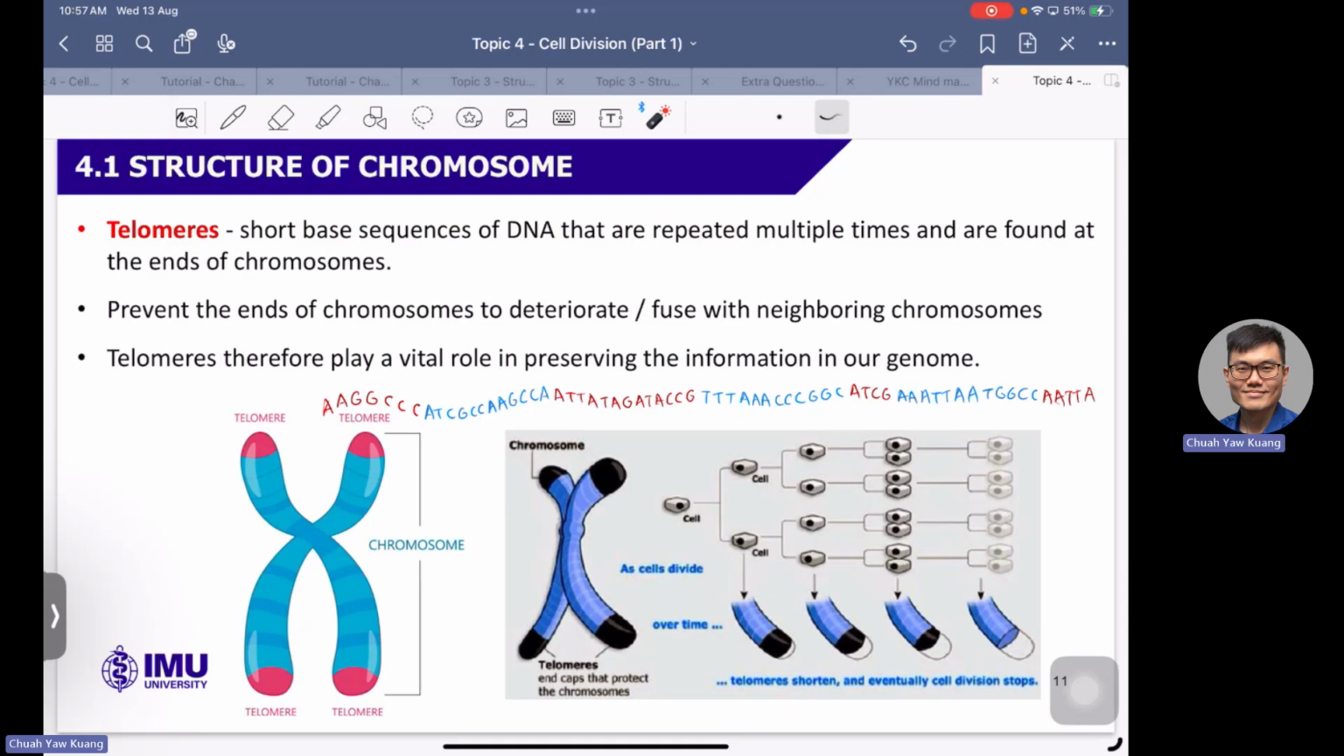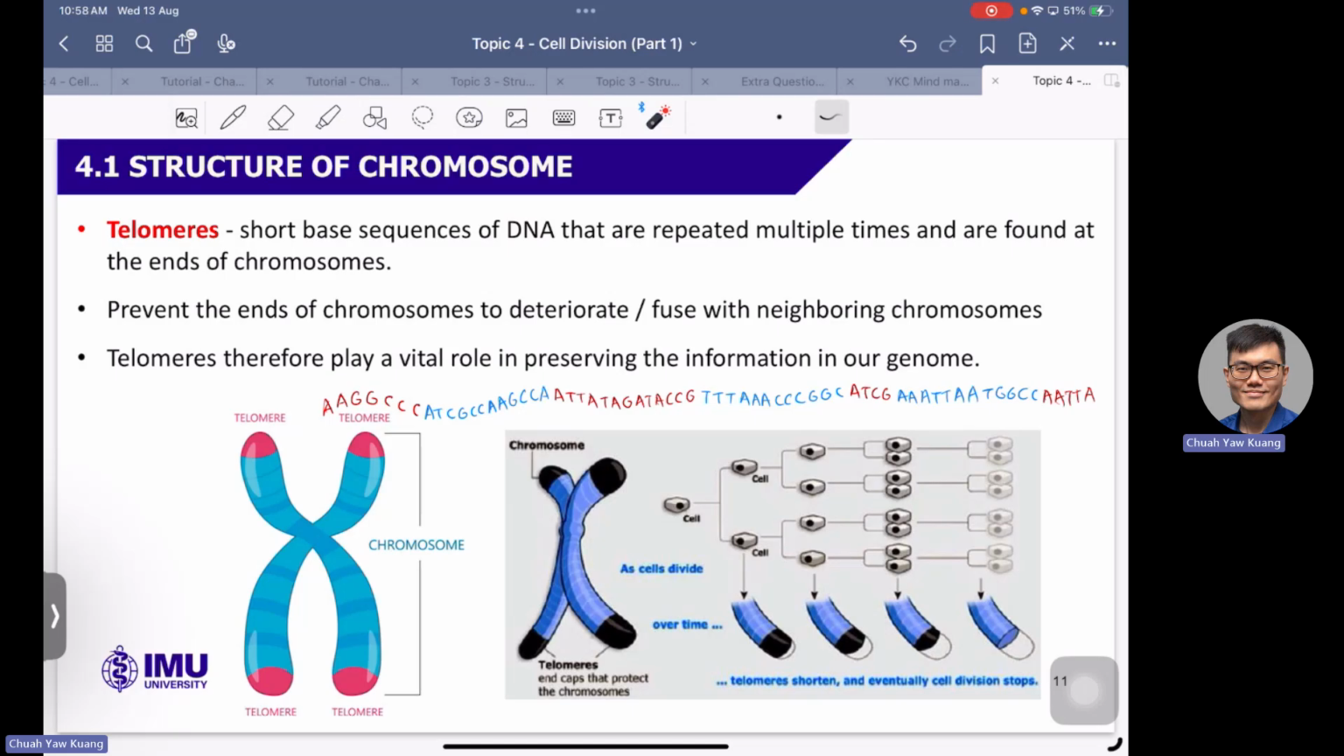A few sequences will not be copied because the polymerase is quite big. The polymerase will work until here, and then it will detach. That means the last few DNA sequences will not be copied. If you don't have the end cap, the non-coding rubbish sequence at the end, then the gene will not be copied entirely. So every time you do replication, that means one round of mitosis, some of the gene will be lost.